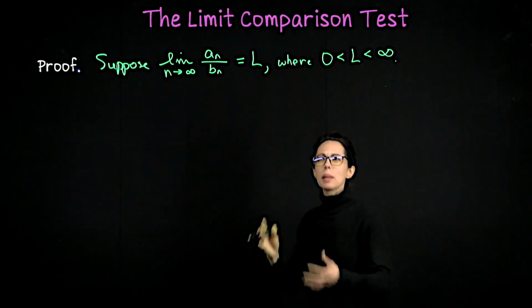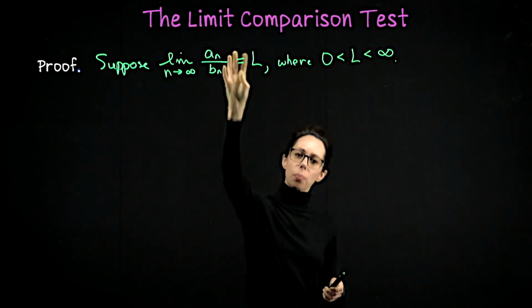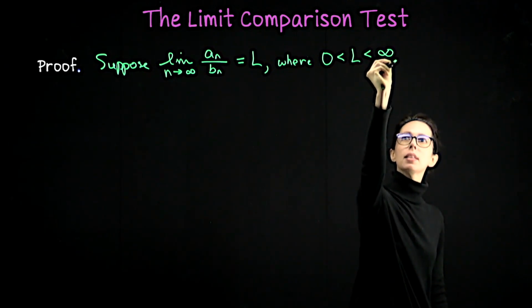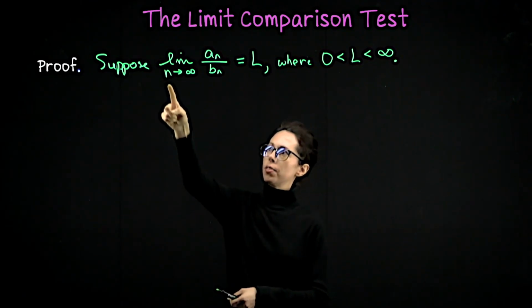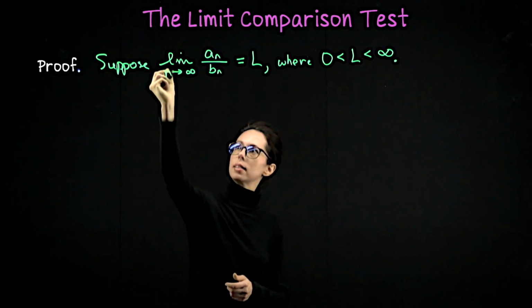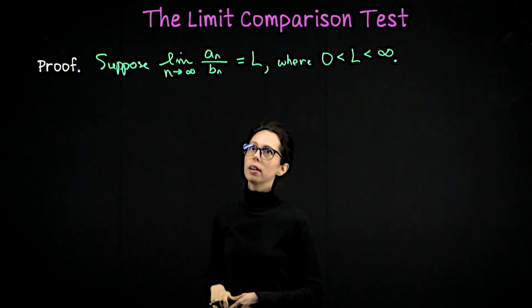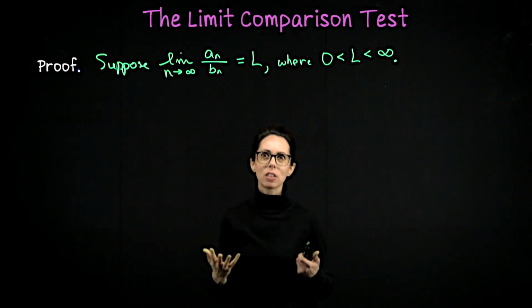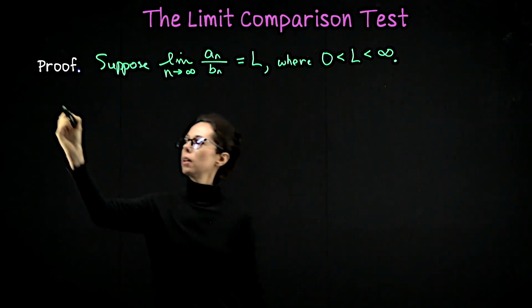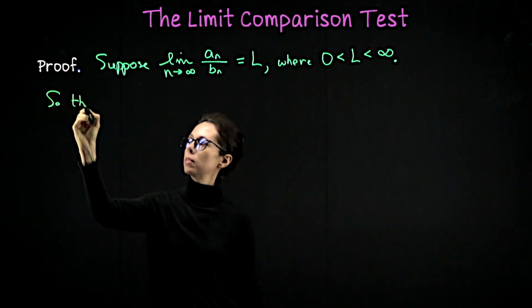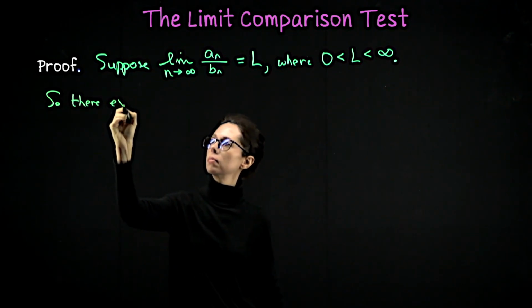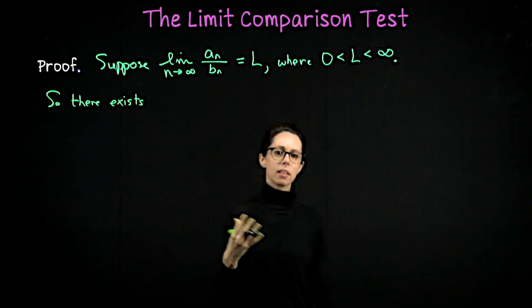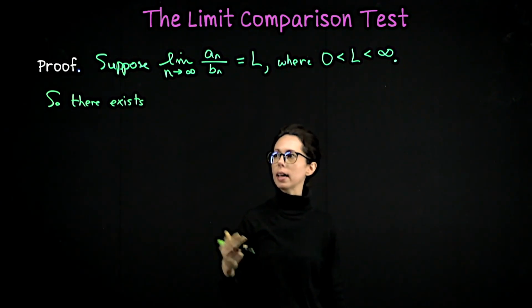I want to say what it means that this ratio approaches the number L. If it approaches the number L, then that means for large enough values of n, as these subscripts get larger and larger, this ratio is really, really close to the number L. How close? Let me try to quantify that. So there exists some threshold index, some subscript that I'll call capital N.